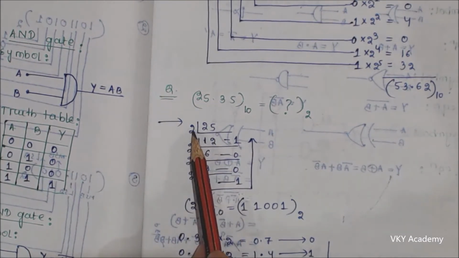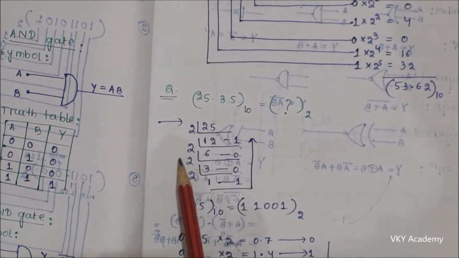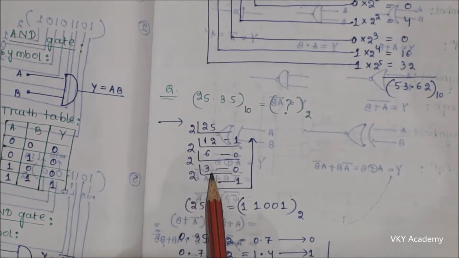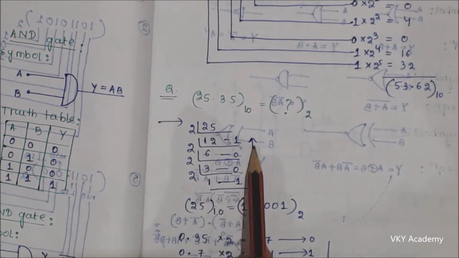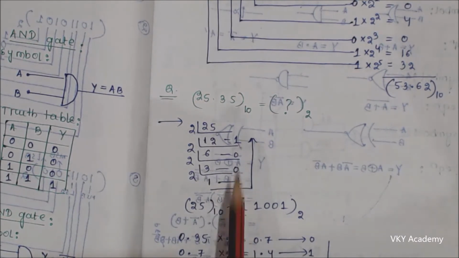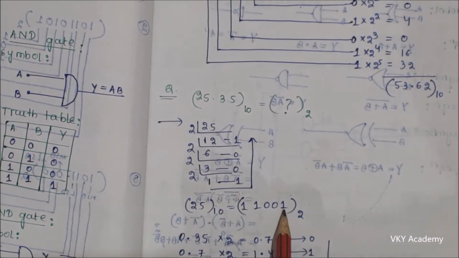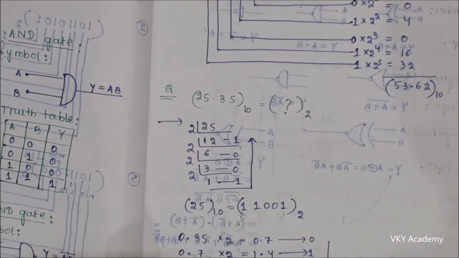So 2 12s are 24, the remainder is 1. Then 2 6s are 12, the remainder is 0. Then 2 3s are 6, the remainder is 0. 2 1s are 2, remainder is 1. Now write down the binary number from bottom to top. So this will be 11001 and the result is 11001. This is my binary equivalent, where this one is my LSB and this one is my MSB.